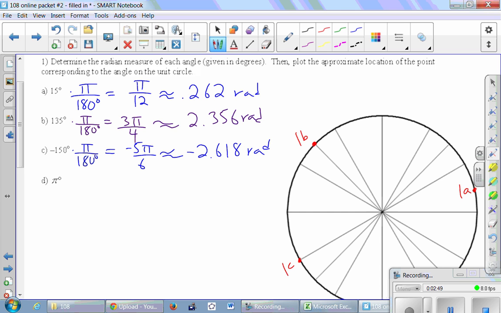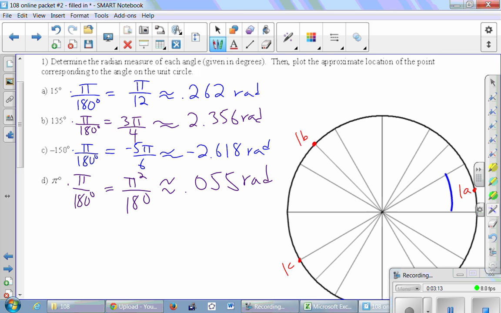Okay, and then finally pi degrees. Multiply by pi over 180 every time. So we get pi squared over 180, which you can type into the calculator and get about 0.055. And pi degrees is a very, very tiny angle. It's only about 3 degrees. And this angle is 30 degrees, so we want only 1/10 of this entire angle. So it's going to be pretty close to our starting point over here. So we'll call that 1D.